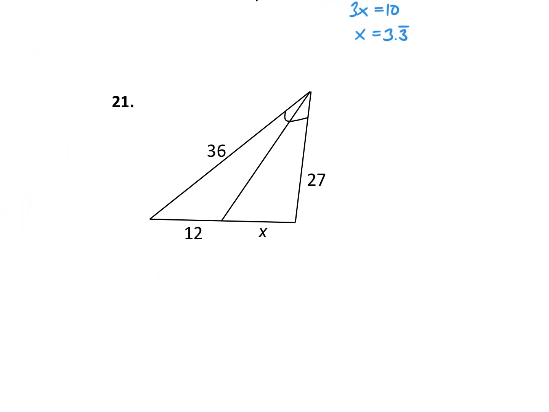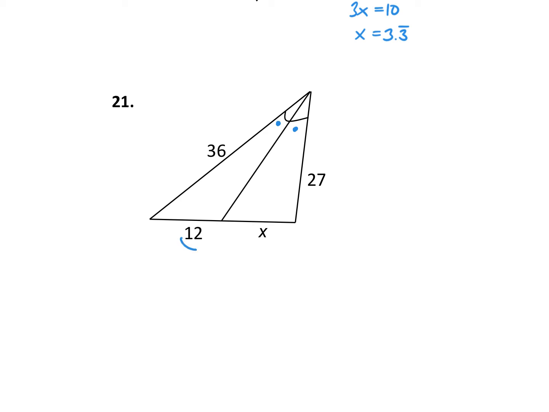Now 21, we're talking about angles. This is going to be the triangle angle bisector theorem. So if I have a ray that is bisecting the angle of a triangle, that's what this means, these two pieces are congruent, then it's dividing the opposite sides into two segments that are proportional.